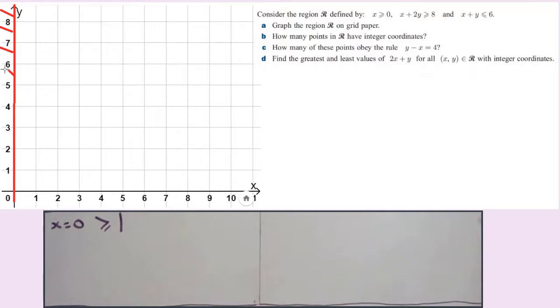I'll try and leave the numbers so you can still see them. So this is the first line, which is x equals 0 drawn. Can I just write that in? So that was x equals 0.